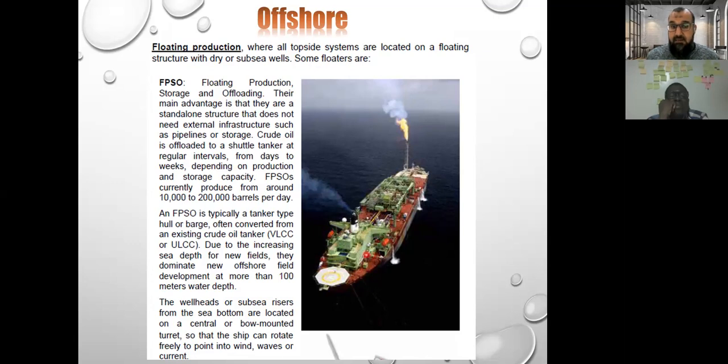As I said, this is typically a tanker type. Due to the increasing sea depths, remember, if the sea becomes deeper, then it is better to use a floating type platform for the offshore wells.